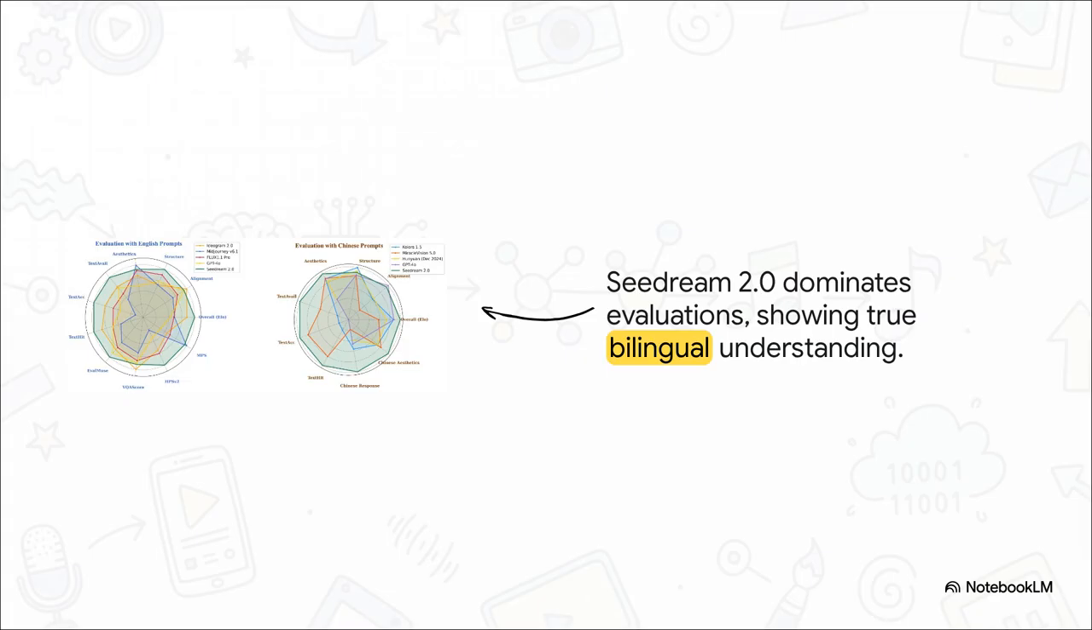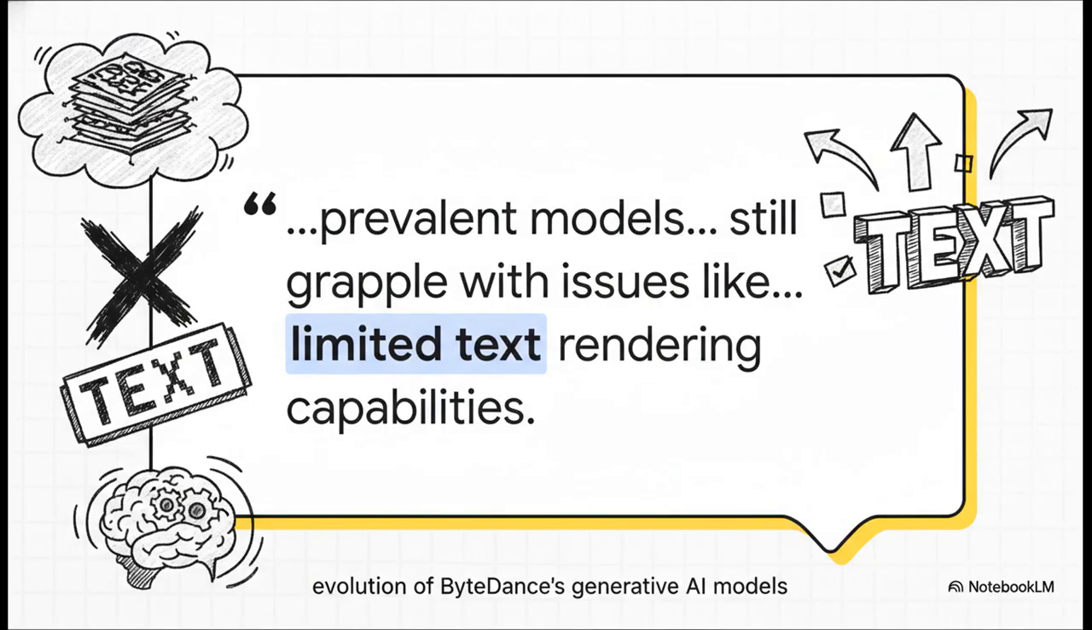And you can see it in these charts. It's not just translating words. It's actually getting the deep cultural context that other models totally miss, which is why it crushes it in both languages. It also went after a huge, nagging problem that drove pretty much every AI artist crazy: getting text right.